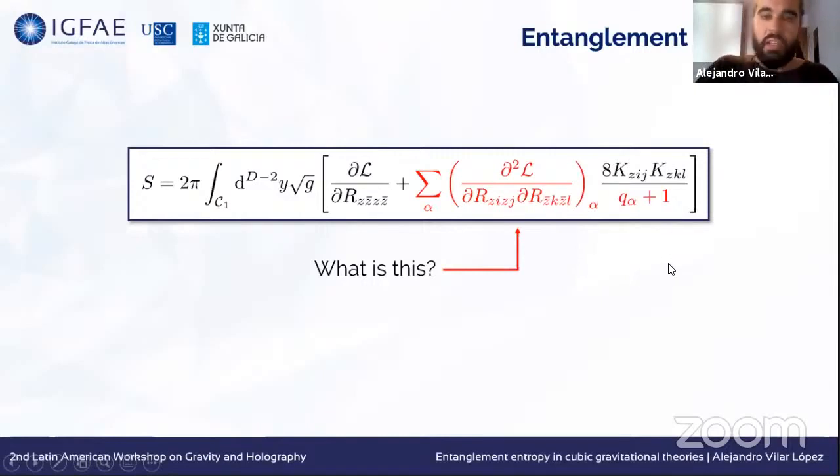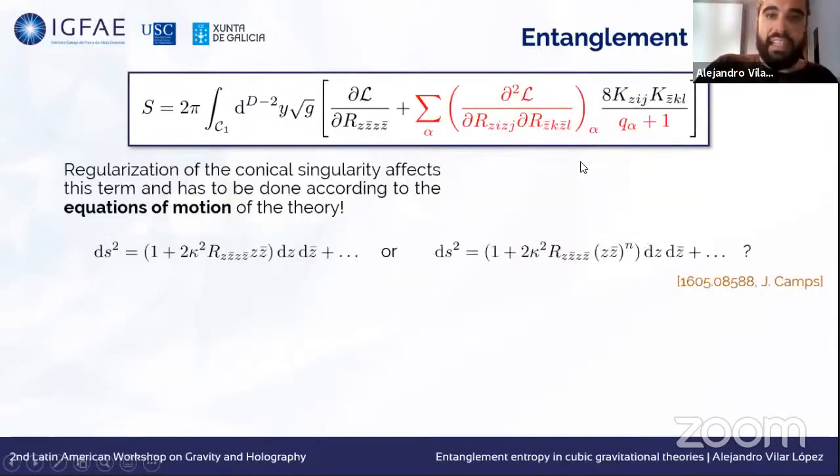Okay. So where does this sum in alpha and all this problem come from? Basically, the key step is the regularization of the conical singularity you have to do to take that n derivative I showed before.